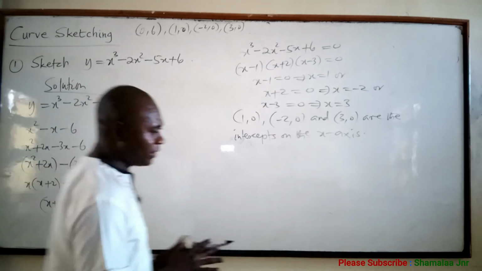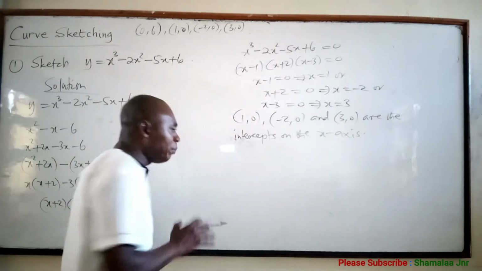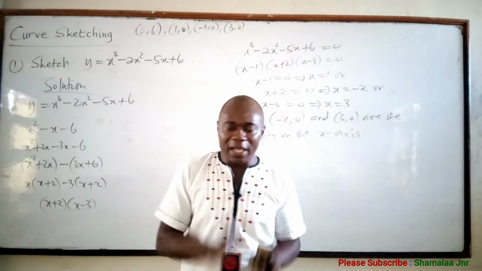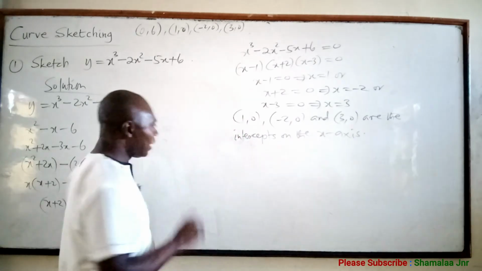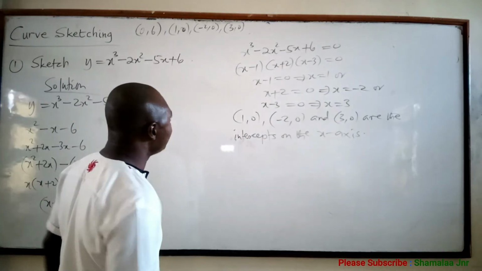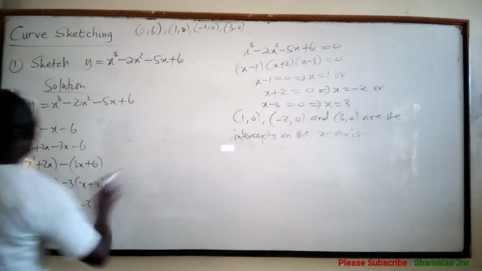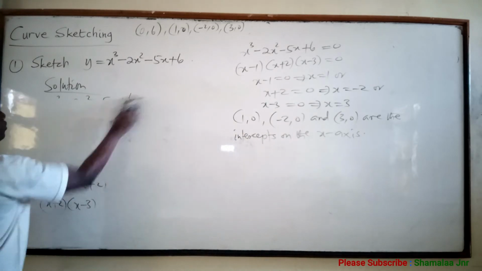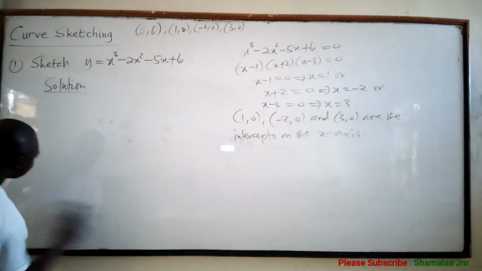find the turning points. Yes, at the turning points, dy dx is equal to 0. At the turning point, dy dx is equal to 0. So what this means is that, let me clean this one. You can continue from here.